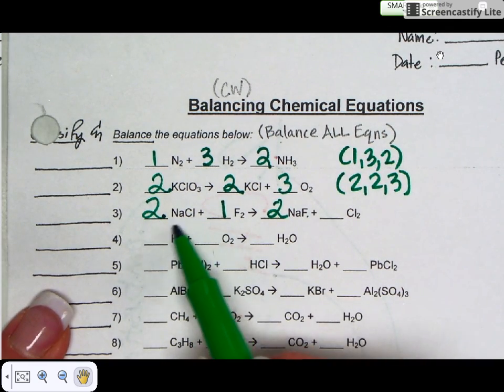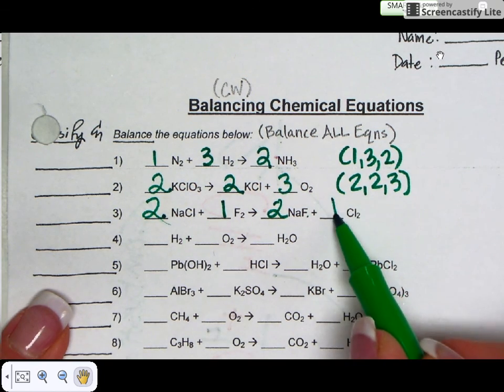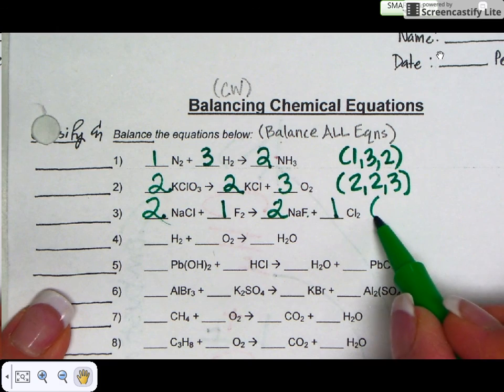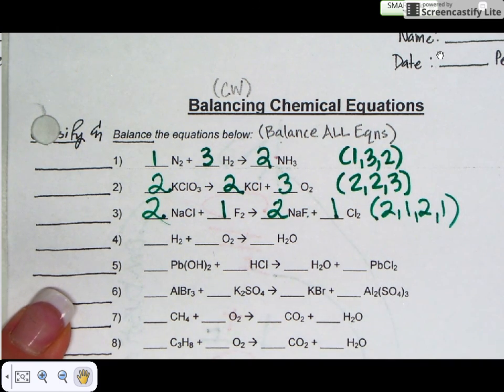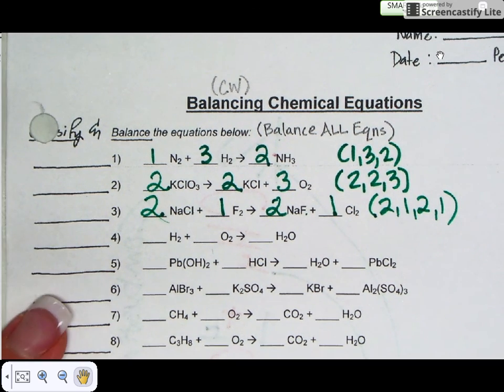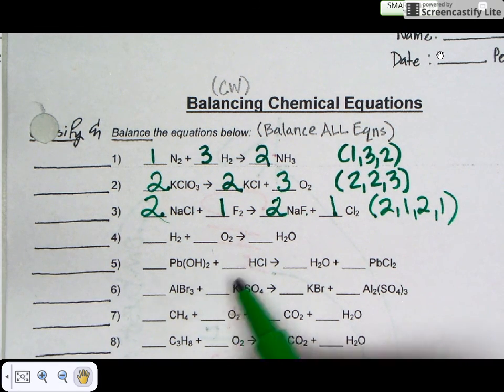This now distributes to the chlorine. It gives me 2 chlorines. Well, I already have 2 chlorines, so the coefficient of 1 is understood. So now write out your final answer, 2, 1, 2, 1. All right, very good. Pause the video and then try to do the rest of these through number 10, and then restart the video and see what you get for the final answers. Just pause the video and then pick back up.